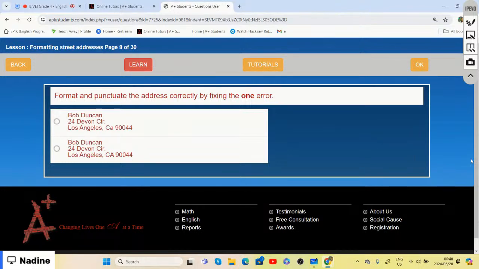All right. And if we were to select the correct option, once again, we will say option two is the correct one. And the one error that we have identified in option one is the state abbreviation. The state abbreviation needs to be capitalized. Both of the two letters need to be capitalized. It should not be in lowercase. So number two again. Well done.